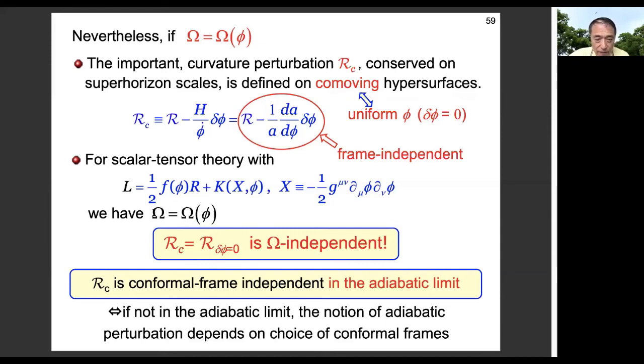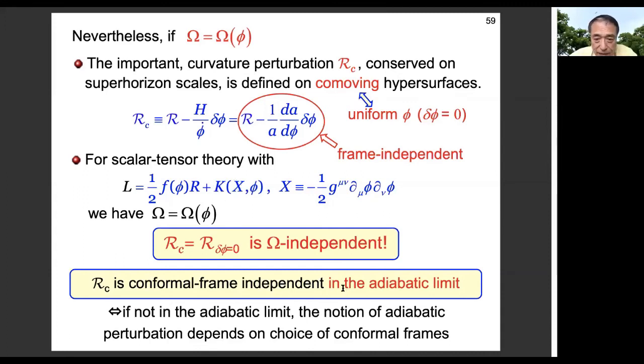So therefore, essentially, omega is just a function of time, and it doesn't contain additional perturbation. Therefore, this is invariant under the conformal transformation. This tells you, of course, this is in the case when you have the single field which governs everything.